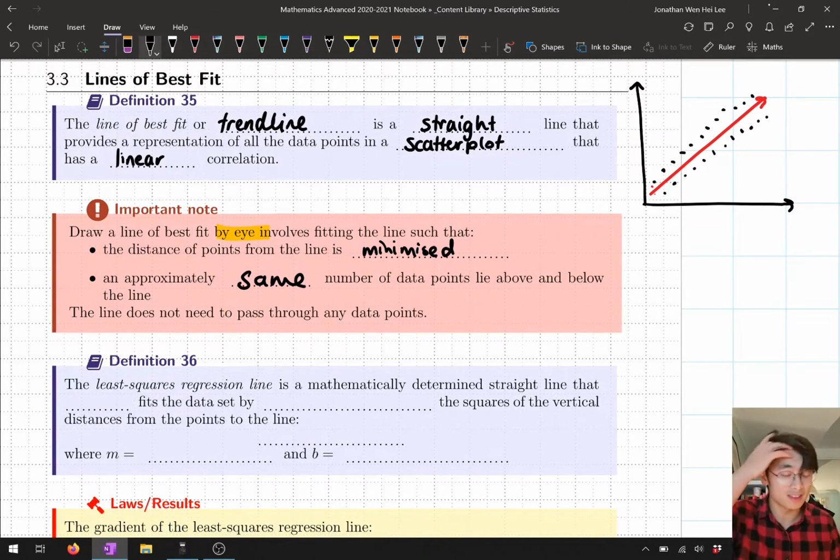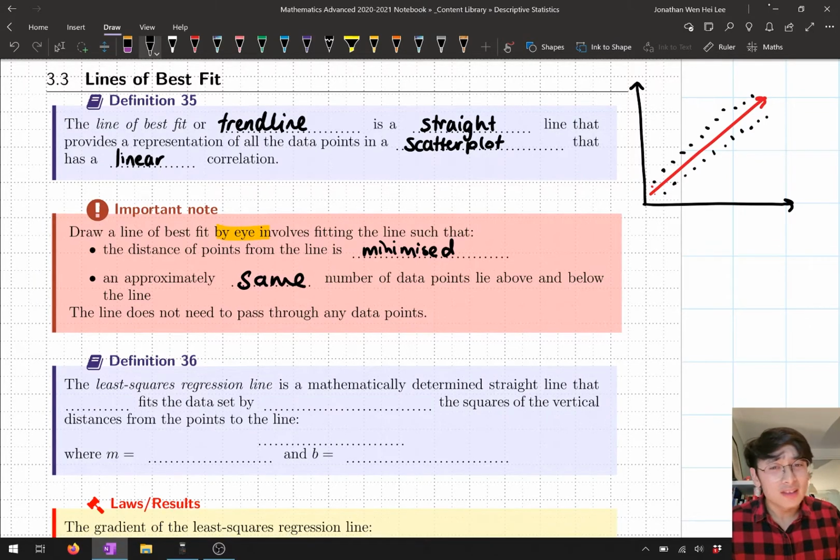Well, this line of best fit doesn't have any data points on it, but it actually works as a line of best fit because it minimizes the distance between the points and the line, and also we have the same number of points above and below the line. Okay, so that is what a line of best fit is, and if we're drawing it by eye, that's what we want to try and do.